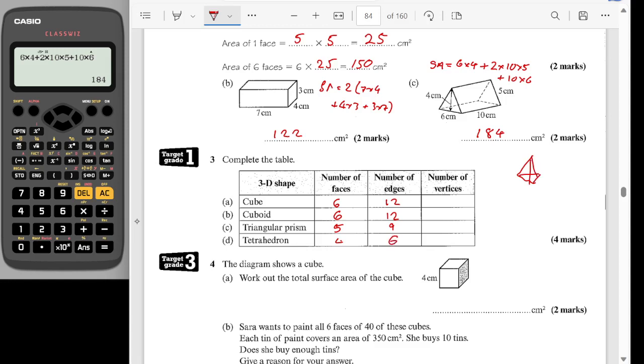Number of vertices is kind of corners. So for a cuboid, 1, 2, 3, 4, 5, 6, 7, 8. And same for a cube, they would both be 8. We've got 1, 2, 3, 4, 5, 6 for a triangular prism. And then we'd have 1, 2, 3, 4 for a tetrahedron.